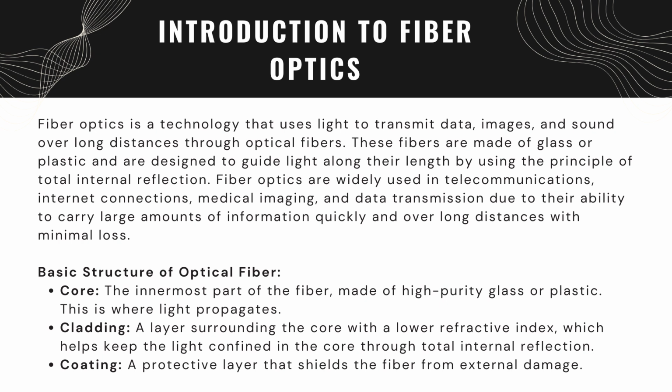The basic structure of an optical fiber includes a core, which is the innermost part of the fiber, made of high-purity glass or plastic. This is where light propagates. Cladding is a layer surrounding the core with a lower refractive index, which helps keep the light confined in the core through total internal reflection. And coating is a protective layer that shields the fiber from external damage.